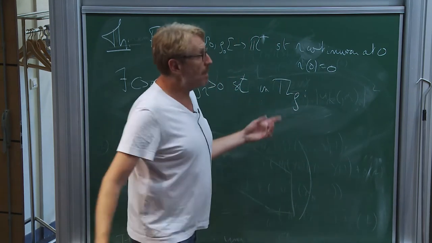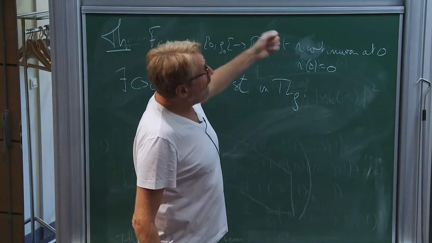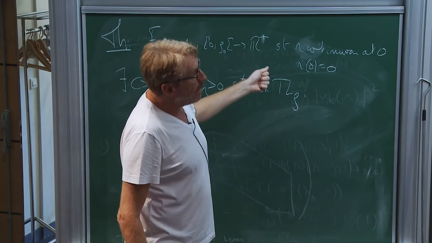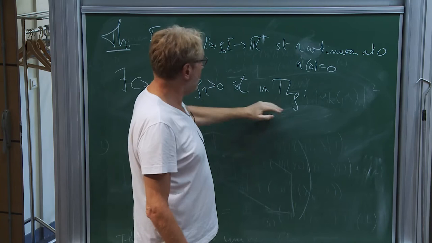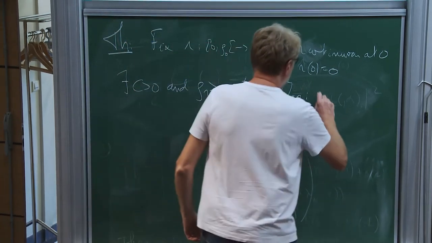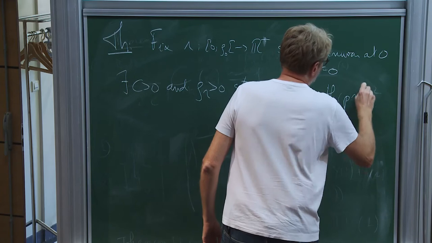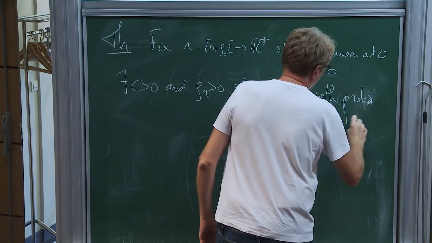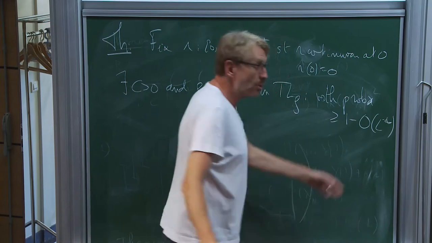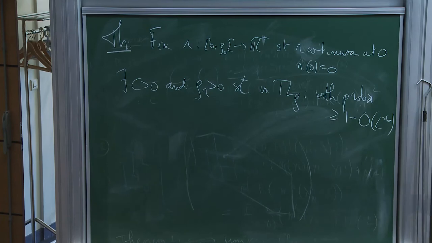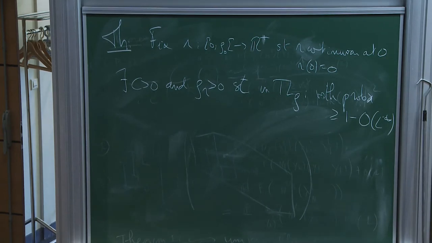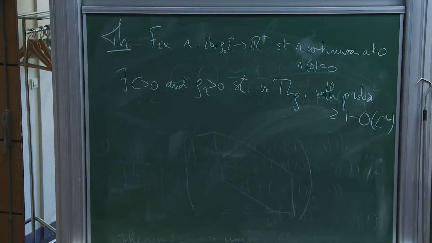what does it mean? It means that if N and L are large enough, and N divided by L is sufficiently close to rho. This is what it means in the thermodynamic limit. With probability larger than 1 minus O of L to the minus infinity, which means that you can have this decay as fast as you want, any power. Fix a power, and you get a constant such that the probability of this not happening is less than L to the minus the power that you chose, times the constant that is given.